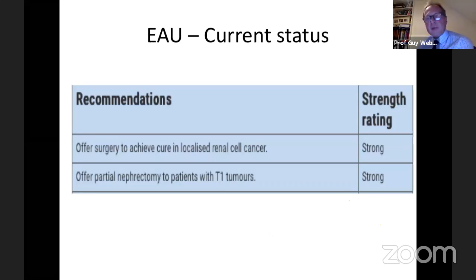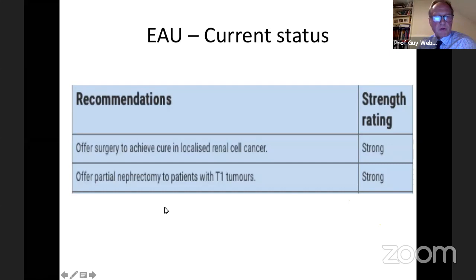But that's changed now, such that we have the current status, which is that surgery should be offered, it's the standard of care for a renal cancer that's localized, and we should be considering offering a partial nephrectomy to those patients with T1 tumors. So that's up to 7 centimeters, not just the small renal masses.